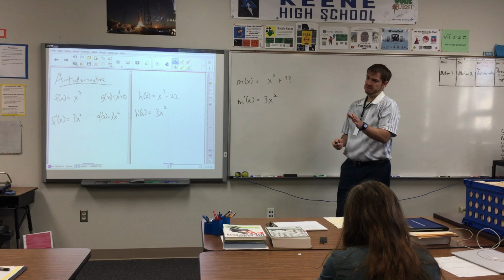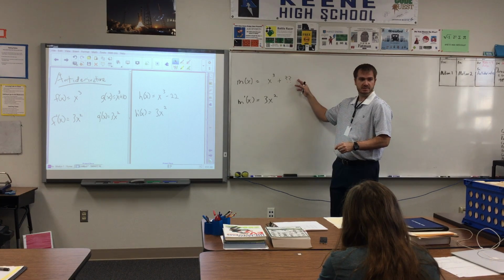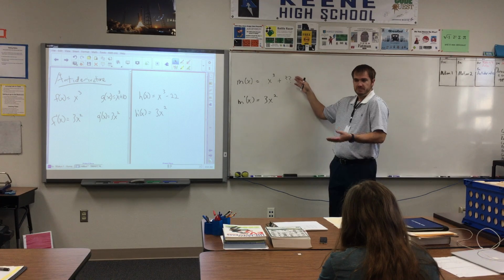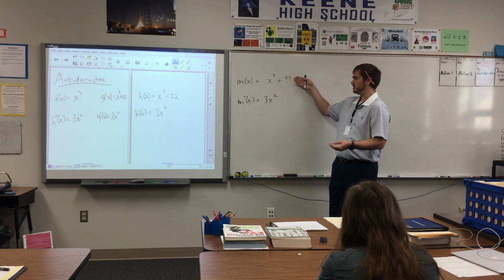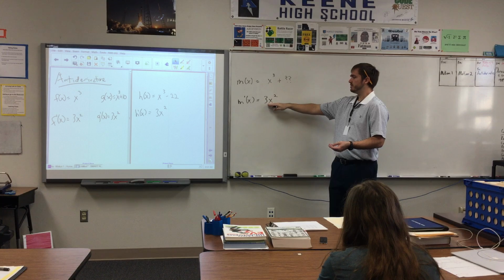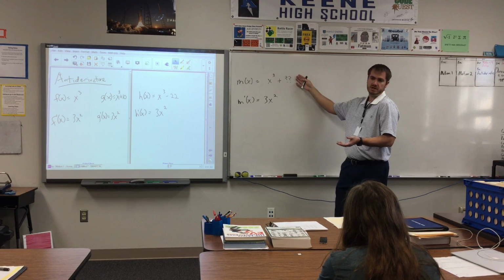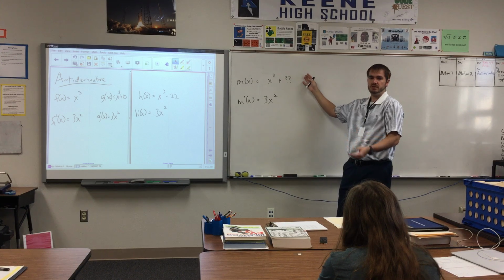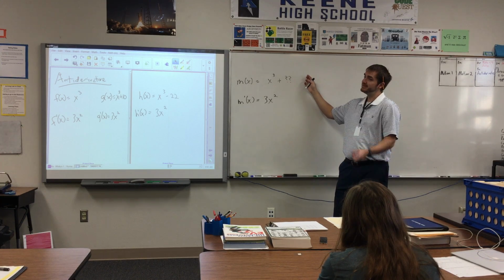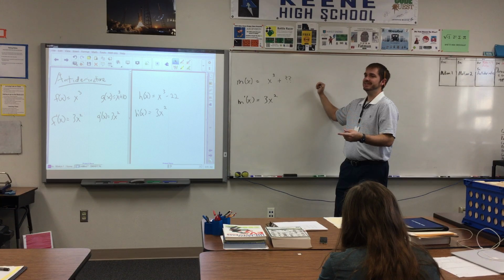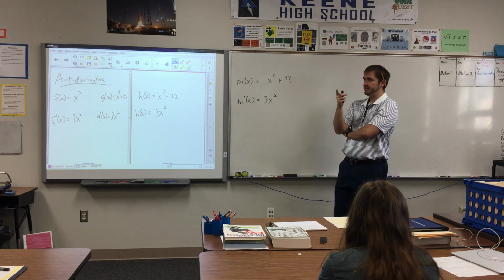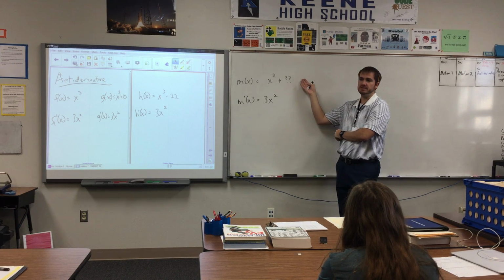Well, it couldn't be anything. I mean, it couldn't be plus sine x, because if it was plus sine x, then when you took the derivative of that, you would have 3x squared plus cosine x. So it can't be a sine. What else could it not be? It would be a cosine. Yeah, it can't be a function of x.